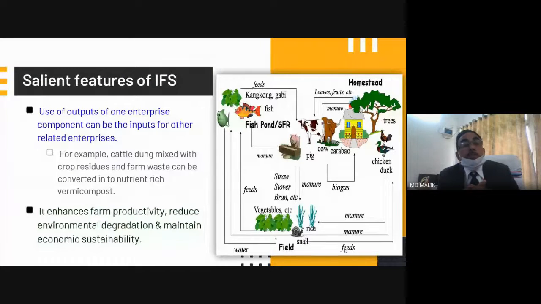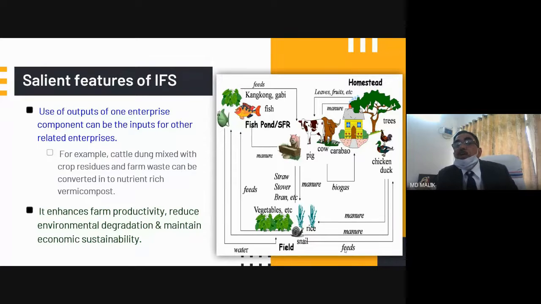one enterprise, and then gives inputs to other enterprises also, like cattle dung mixed with the crop residues and farm waste can be converted into nutrient rich vermicompost. The result is that it enhances the farm productivity and reduces the environmental degradation. Whenever we think about the farming system, we have to think about being eco-friendly, and the main objective is also there, income with eco-friendly practice. So we have to maintain the economic sustainability, which is the success of the integrated farming system.